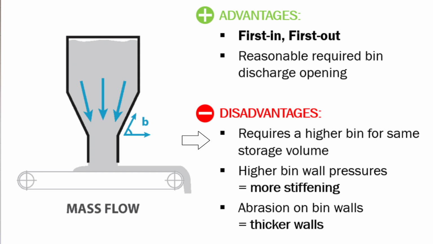But with mass flow, you need steep sloping walls, which means a taller bin for the same storage volume. And with material sliding on the bin walls, you have higher bin wall pressures, so a higher requirement for bin stiffening in order to maintain the shape of the bin, as well as more abrasion on the bin walls, which may mean more maintenance. Ultimately, a mass flow bin is a more expensive bin, no doubt about that.